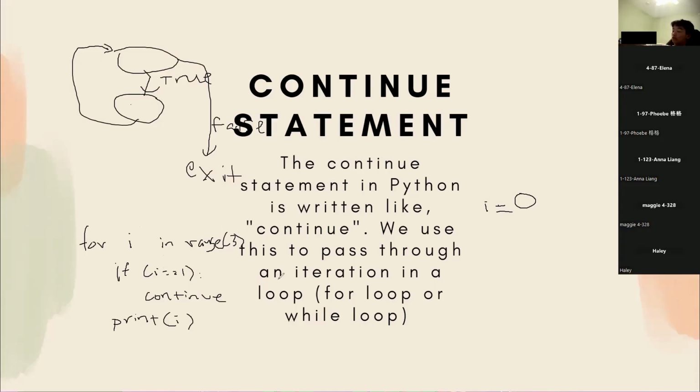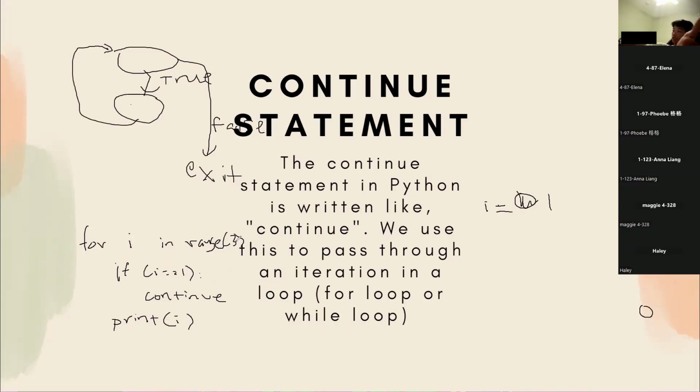Is zero equal to one? No, it's not, so we skip this. This is false, so we don't run inside of it. So now we go here. Print i, we're going to print zero. Now we go back up because we're done. Now we increase i by one. Is one less than three?